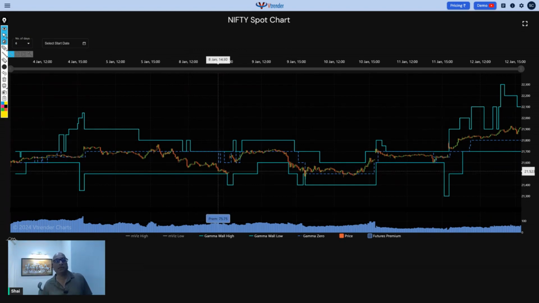Now, this does not mean that the gamma zero is a default line on the chart and it's going to be there. The gamma zero has got a life of its own, and remember, it is about traders who have built positions in the market. So the gamma 0 is going to keep moving.